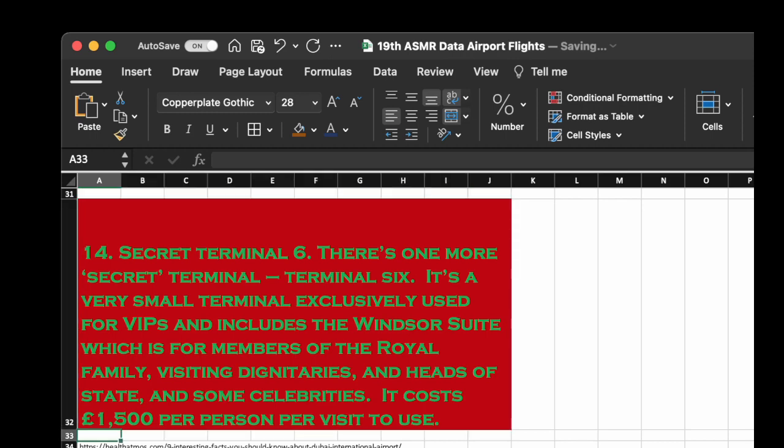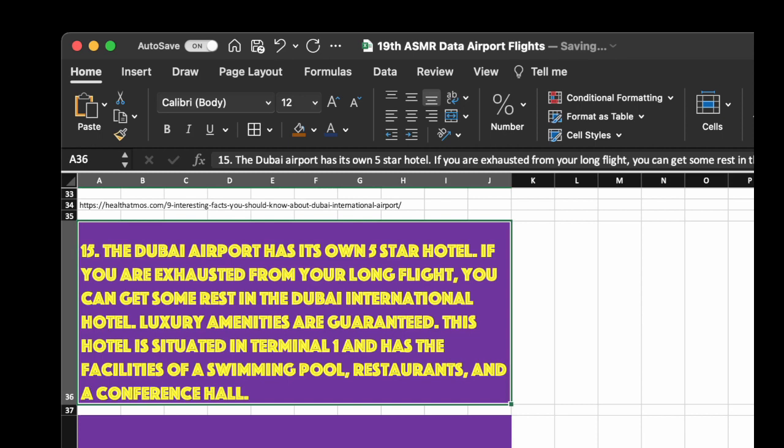Okay, now we'll make our way over to Dubai. The Dubai airport has its own 5-star hotel. If you're exhausted from your long flight, you can get some rest in the Dubai International Hotel. Luxury amenities are guaranteed. This hotel is situated in Terminal 1 and has a swimming pool, restaurants, and a conference hall.